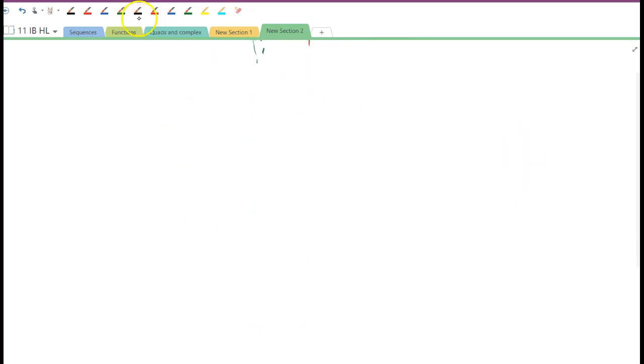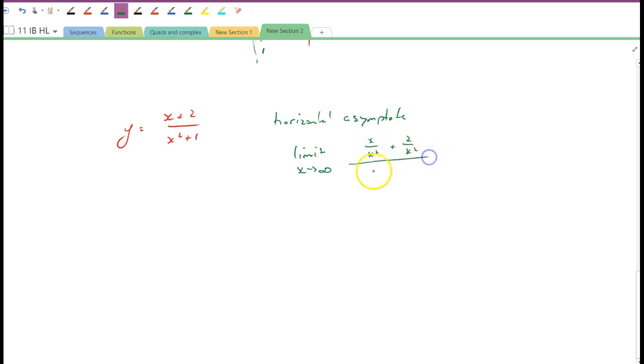Okay, what's going to happen with, say, y equals x plus 2 over x squared plus 1. So looking for a horizontal asymptote. The horizontal asymptote we'll find by taking the limit as x approaches infinity of this, and we're going to divide by the highest power of x in the denominator, which in this case is x squared. So it's x over x squared plus 2 over x squared. And you see what's happening here, x squared over x squared plus 1 over x squared.